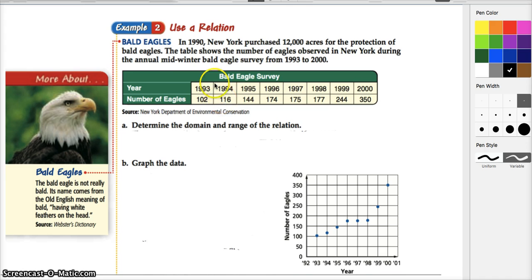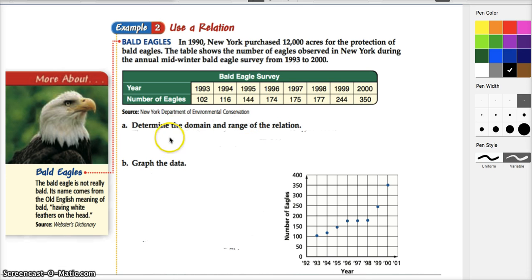Here we're basically using this information about a bald eagle survey done from 1993 to the year 2000 and the number of eagles seen. And we can see that there's been a sharp increase over time. And we're going to determine the domain and the range.